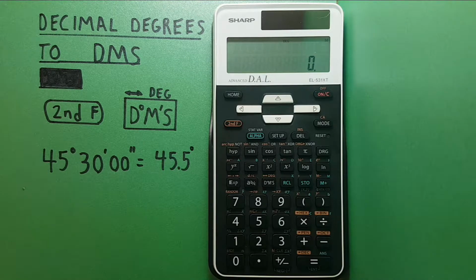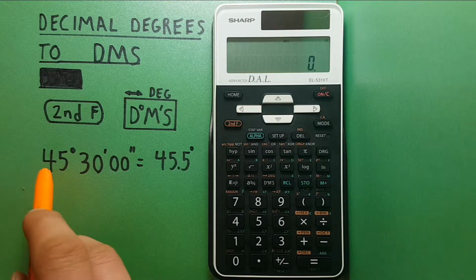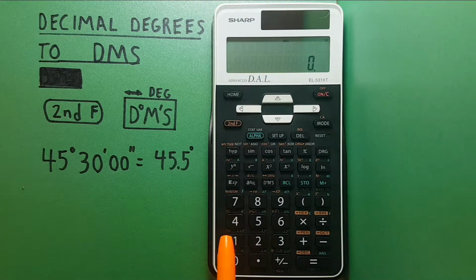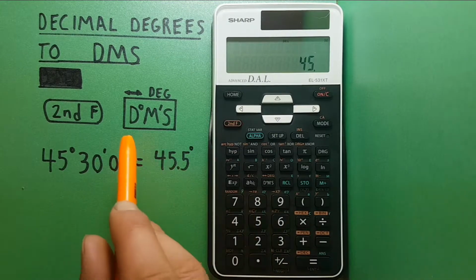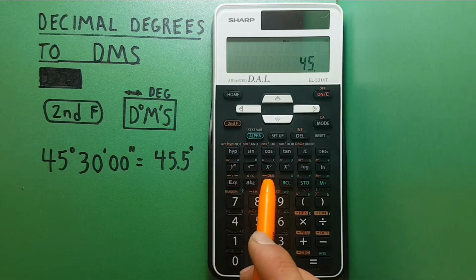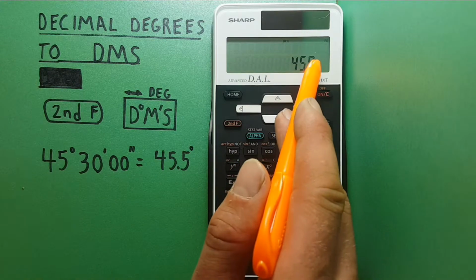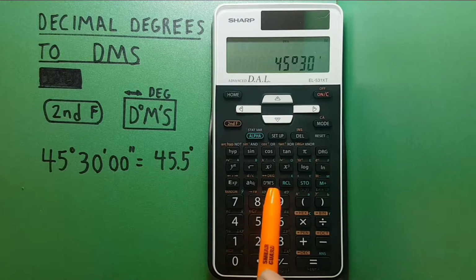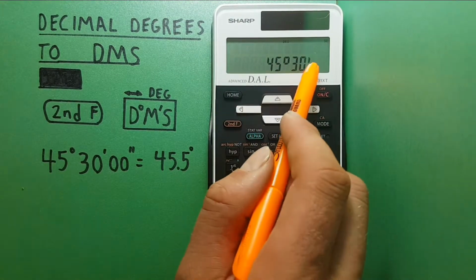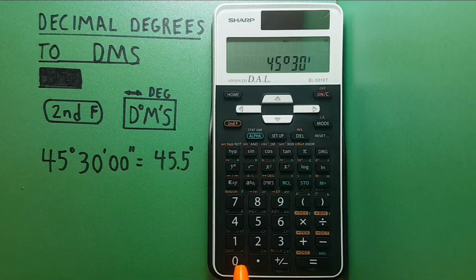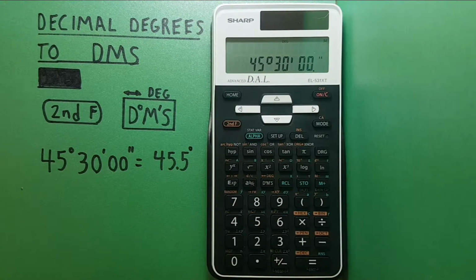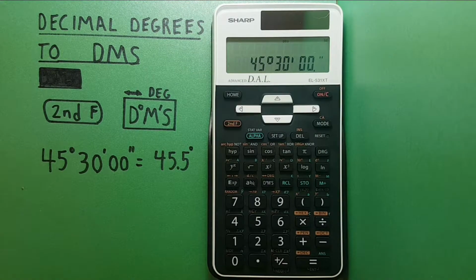Alright, to start, let's enter 45 degrees, 30 minutes, 0 seconds. We do this by entering 45 and then hitting the DMS key. You can see the degree symbol up there. 30 for our minutes. Again, DMS key. And you can see the minutes symbol there. And then 00 for our seconds. And our DMS key one more time. We now have 45 degrees, 30 minutes, 0 seconds.